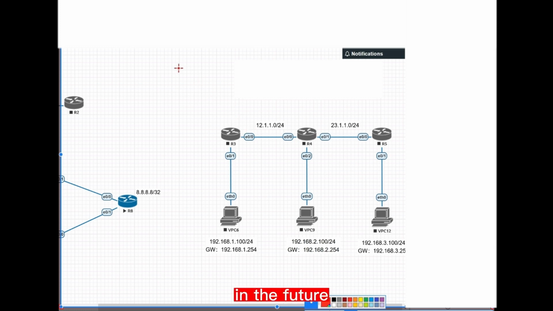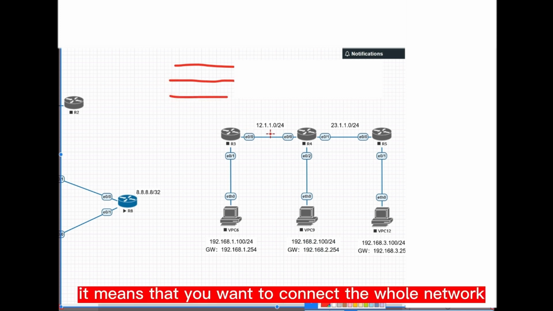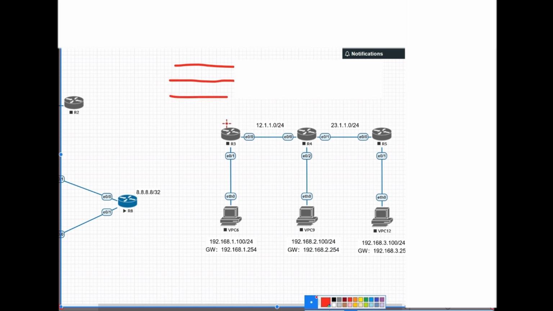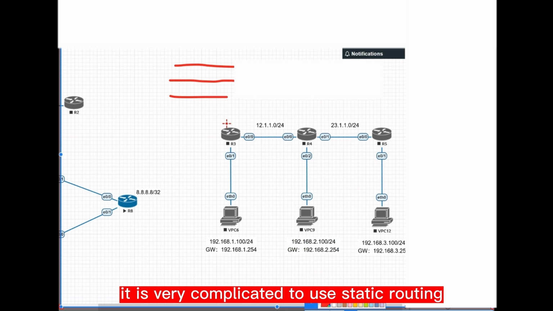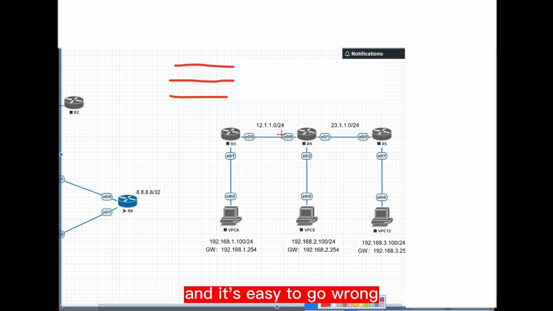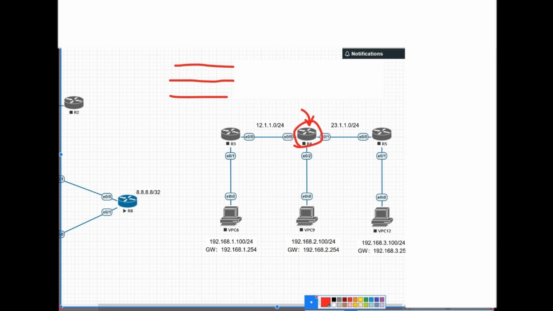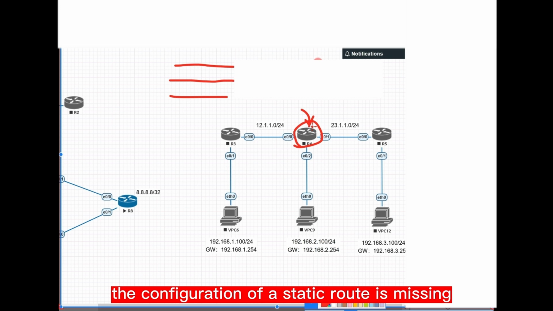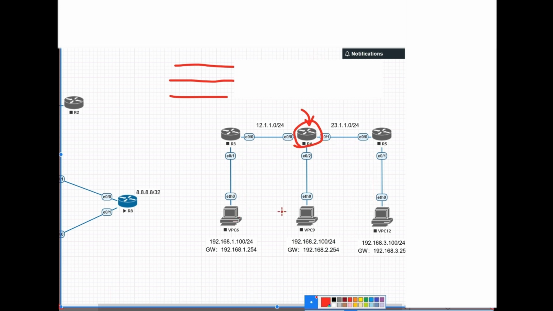In the future, if there is more equipment in the configuration process and you want to connect the whole network, it is very complicated to use static routing, and it's easy to go wrong. You will find that halfway, the configuration of a static route may be missing on a device. It may cause a certain device to fail.